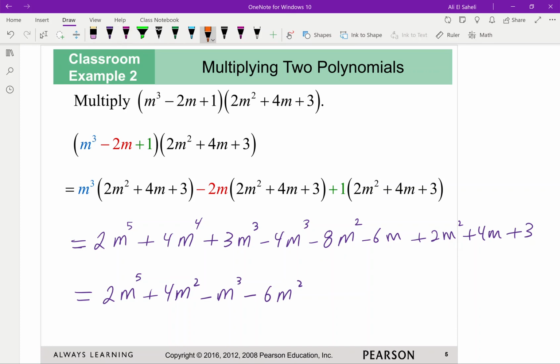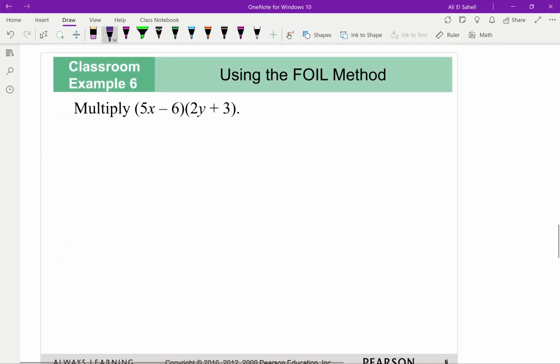And the terms that are raised to the power 1: minus 6m plus 4m minus 2m. And then we have the constant term. Okay, we have only one constant term, so it stays the same, plus 3. This is the result of multiplying these two polynomials. All right.